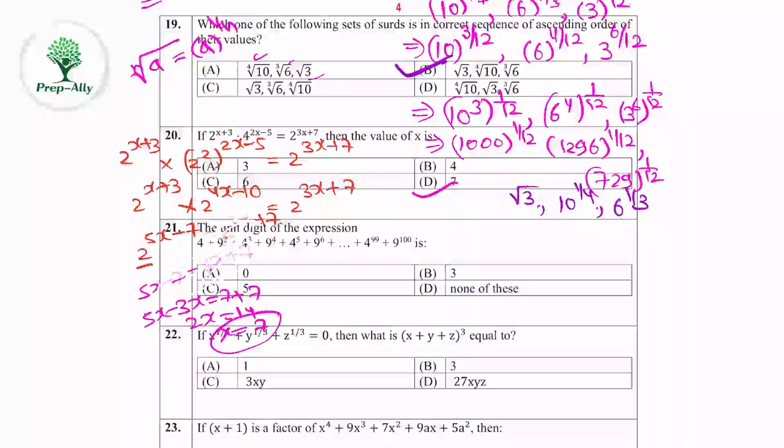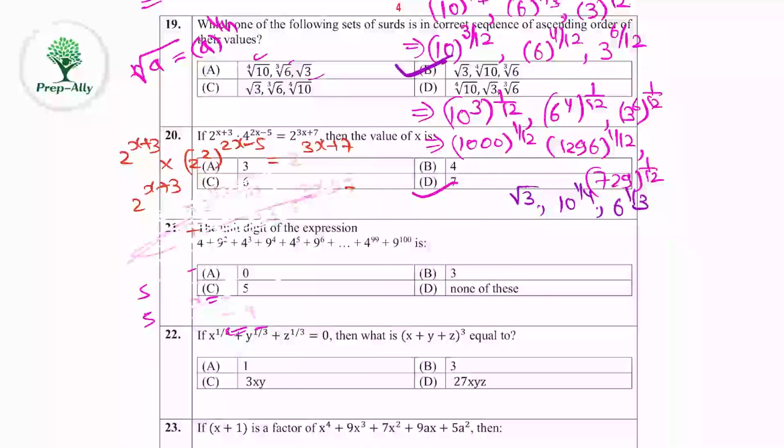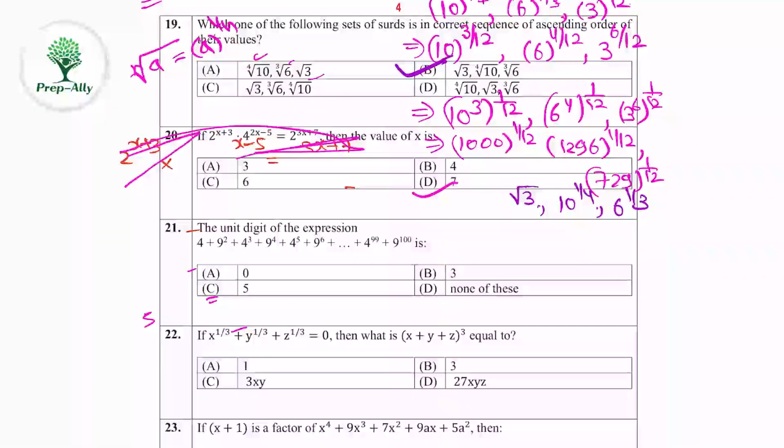Now for question number 21, we have to find the unit digit for the given expression. Here we have to use one idea. And what is that idea?